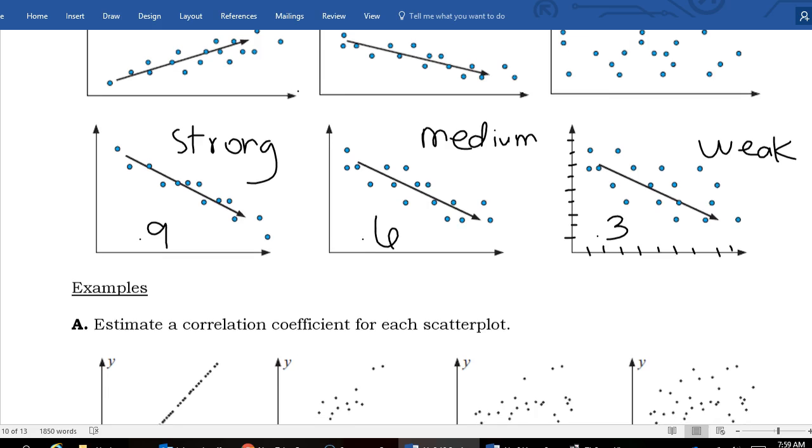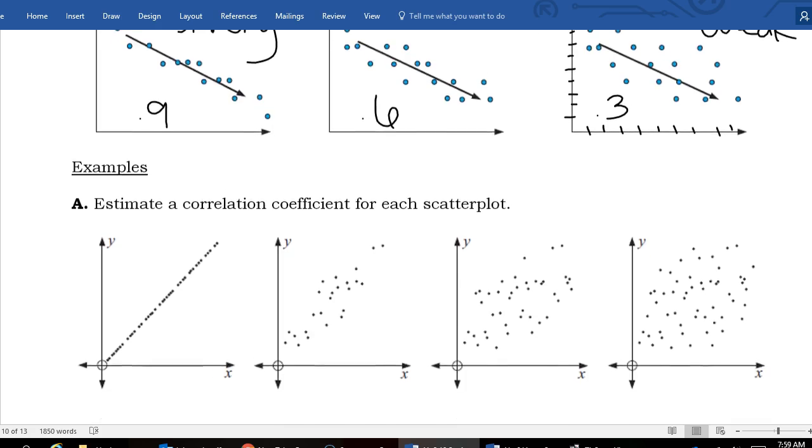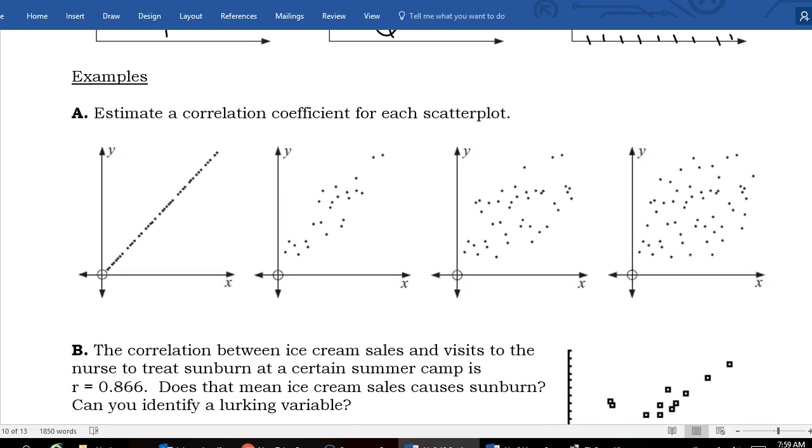So for the next one, we're going to estimate the correlation coefficient for each graph. Oh, not the final one. We got two more. So this is a perfect correlation. Each of these dots fall perfectly on a line. This is r equals 1. I'm going to eyeball a line in here. Most of those data are very close to the line. Let's give it a 0.8.